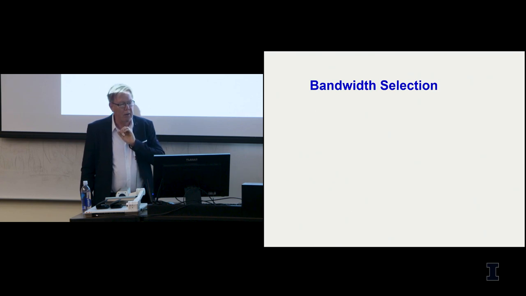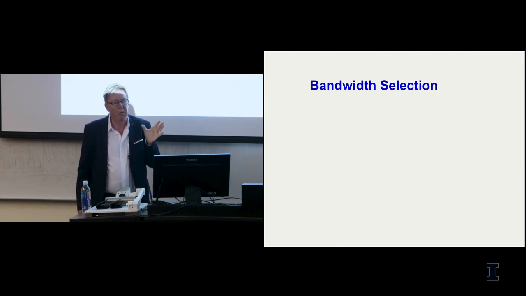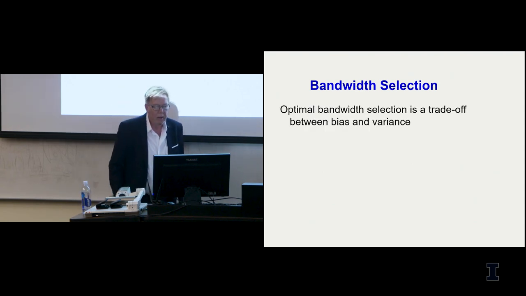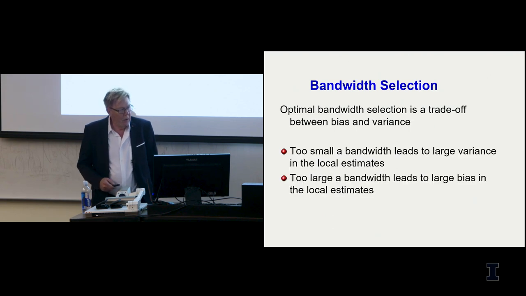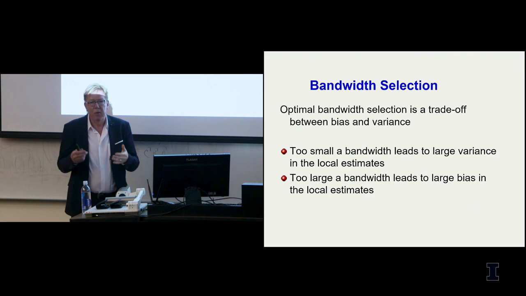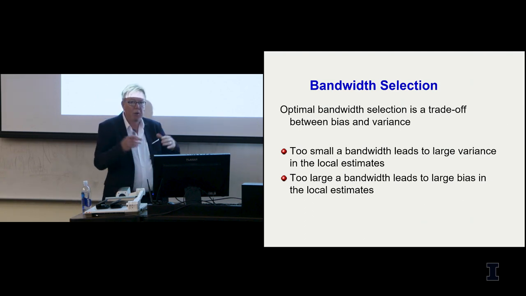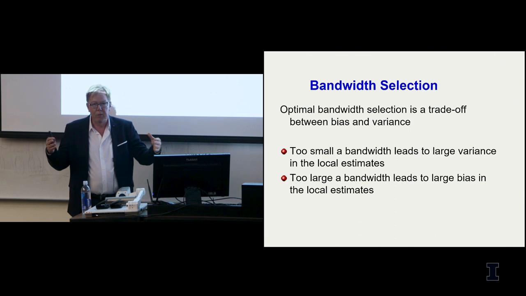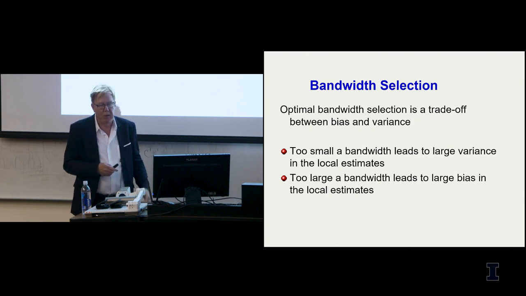Now, one of the things in it, a key component of this, is that we have to select the appropriate bandwidth, which is the distance decay curve in this spatial weighting function. And this optimal bandwidth is a trade-off between bias and variance. If you choose too small a bandwidth, you'll get a large variance, a large uncertainty in the local estimates. Because you're basing your local calibration, your regression, on relatively few data points. But if you choose too large a bandwidth, then you'll get increased bias in the resulting parameter estimates.